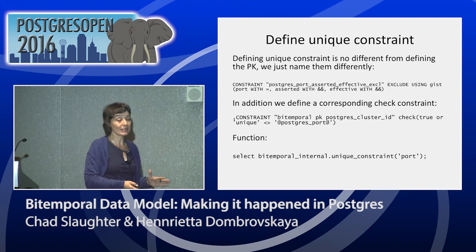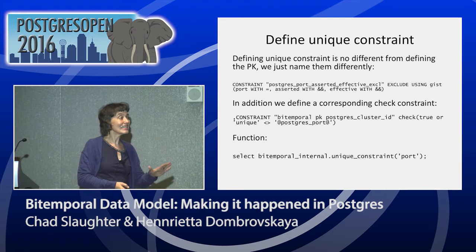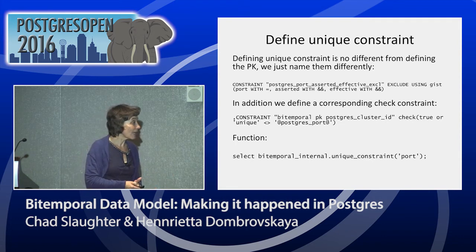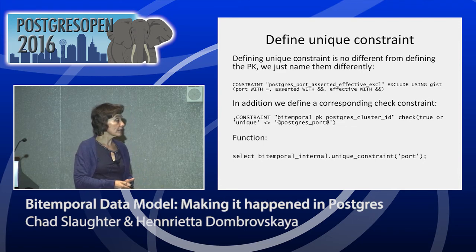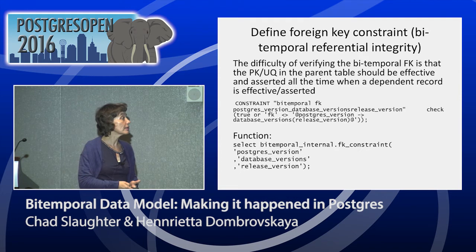To define the unique constraint, we need to do exactly the same thing. If we have more than one bitemporal unique field in one table, then we need to create an additional index with exclusion, with effective and asserted. The only difference is that when we define this constraint, we just say that it is a unique constraint. That's it. And again, I think there will be room for flexibility. So that's the function to create this constraint and to add it to the table.